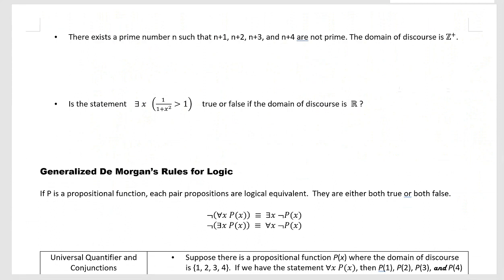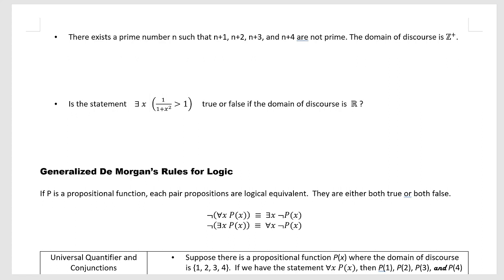There exists a prime number n such that n plus 1, n plus 2, n plus 3, n plus 4 are not prime. The domain is Z plus. Okay, let's see. Usually, to say whether it's true or false, we first plug in some number to see whether we can find some value that works. Well, if we plug in so many numbers and we still cannot find one that works, then maybe it is false. Then we try to show it is false for all the values.